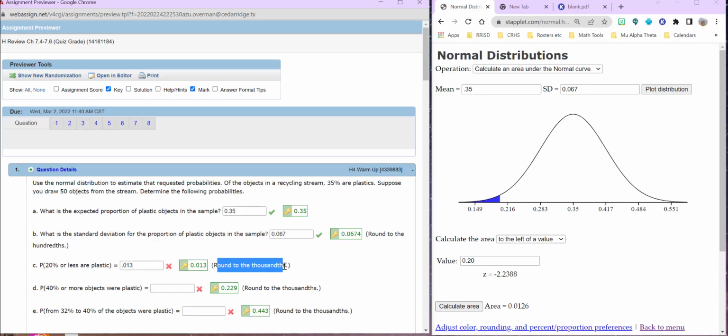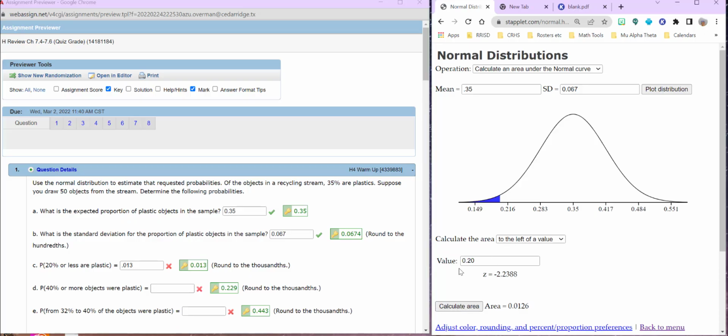So if it says round to the thousandths, pay close attention to that. And be careful with your standard deviation. Let me do 0.07 just to make sure it's working okay, because this was a warm-up with specific numbers and no randomization. Yeah, see, you really wanted that to be 0.067. All right, and the key is showing it as 0.0674, which is weird that I said round to the hundredths. Who knows? Oh, I know why I said that. Okay, so let's get back to our right values.